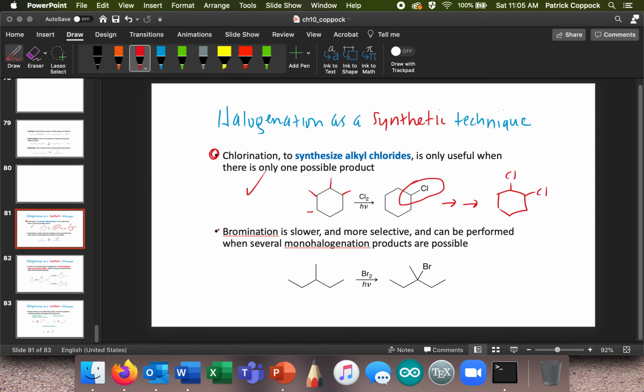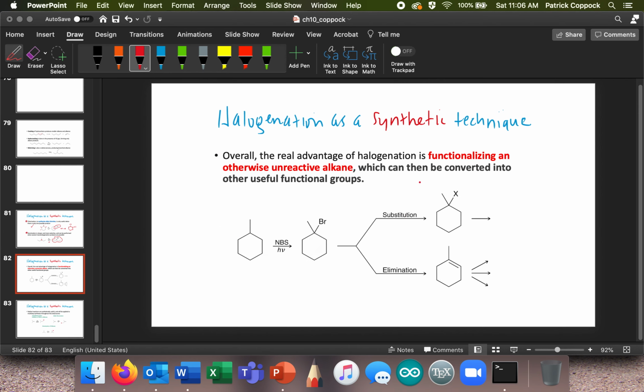That's possible. But bromination's slower, remember, right? And it's more selective. So we can perform monobromination and get pretty decent yields, right? So look, there's a tertiary carbon right here. And so if we do that, and if we control the reaction carefully enough, we can get pretty good yields, like well over 90%.